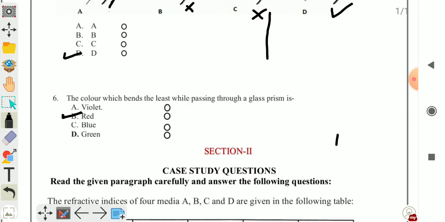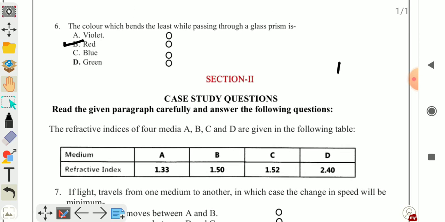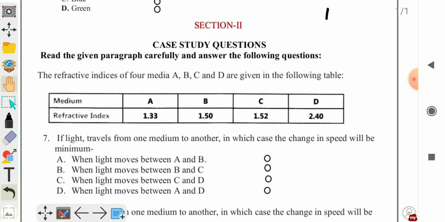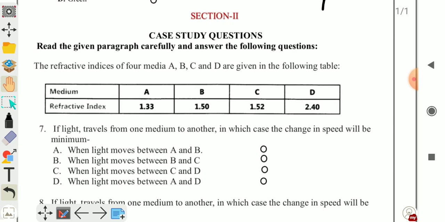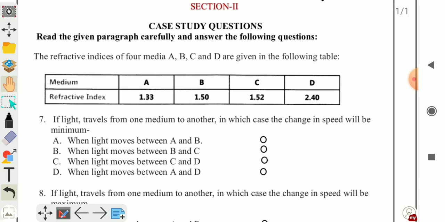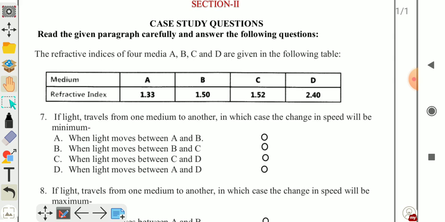Next question is a paragraph case study question. The refractive index of 4 media A, B, C, D. आपको 4 मीडियम दिए हुए हैं A, B, C, D and given the refractive index of these media. On the basis of this, you have to choose the correct answer of the given questions.